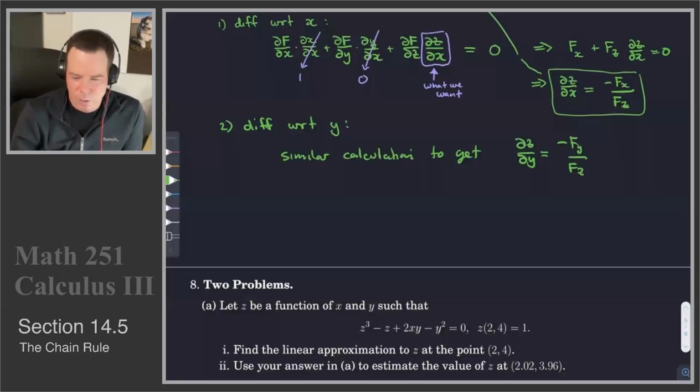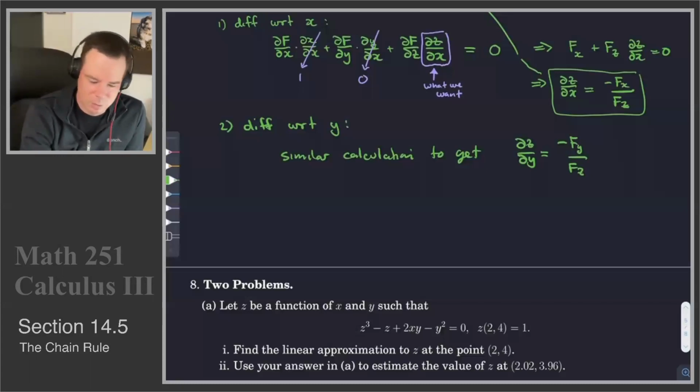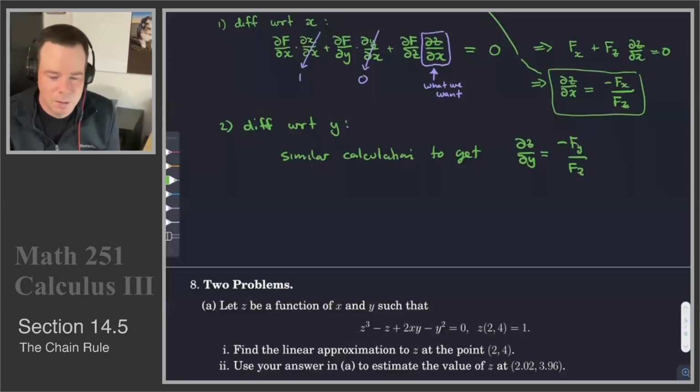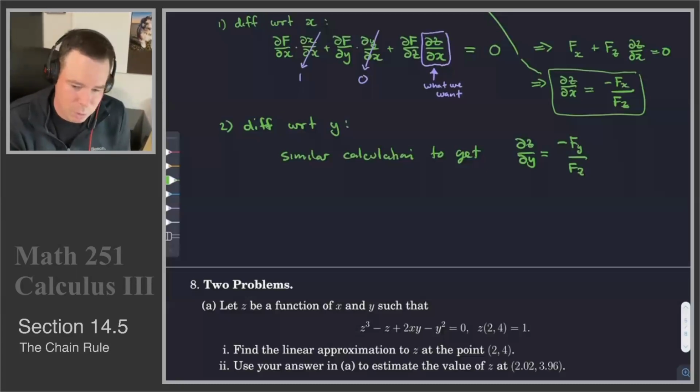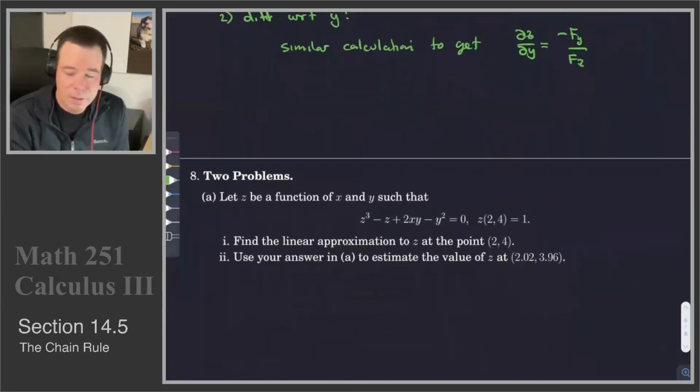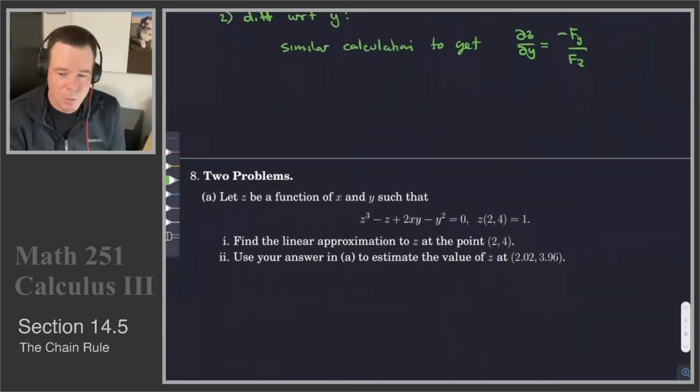So z cubed minus z plus 2xy minus y squared is equal to 0. So that's going to define a surface, but I'm thinking of z in this thing as a function of x and y. So if I pick an x, y value, then there's a z value that corresponds to it. And I'd like to figure out what a linear approximation is to this function at the particular point in question. Typically, in these situations, given a particular x and y value, there could be many different z values that correspond to that x and y.